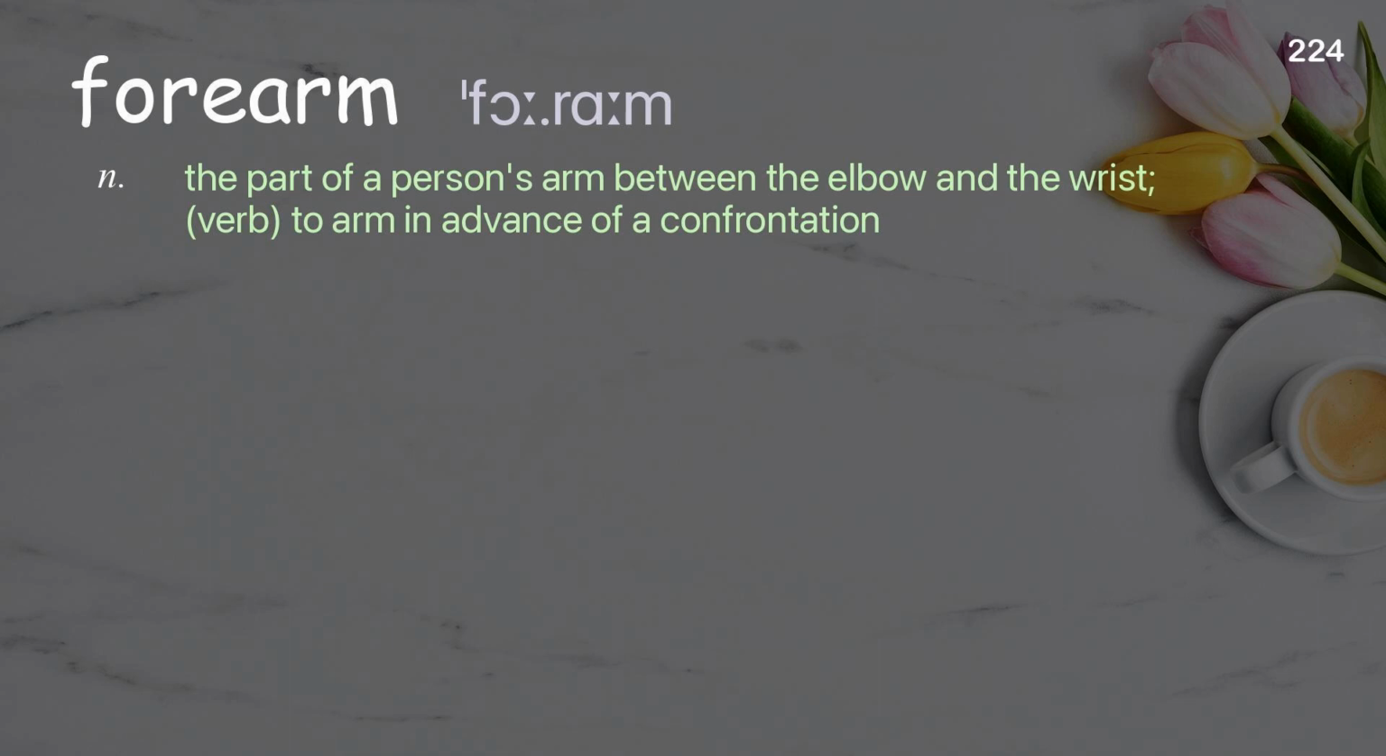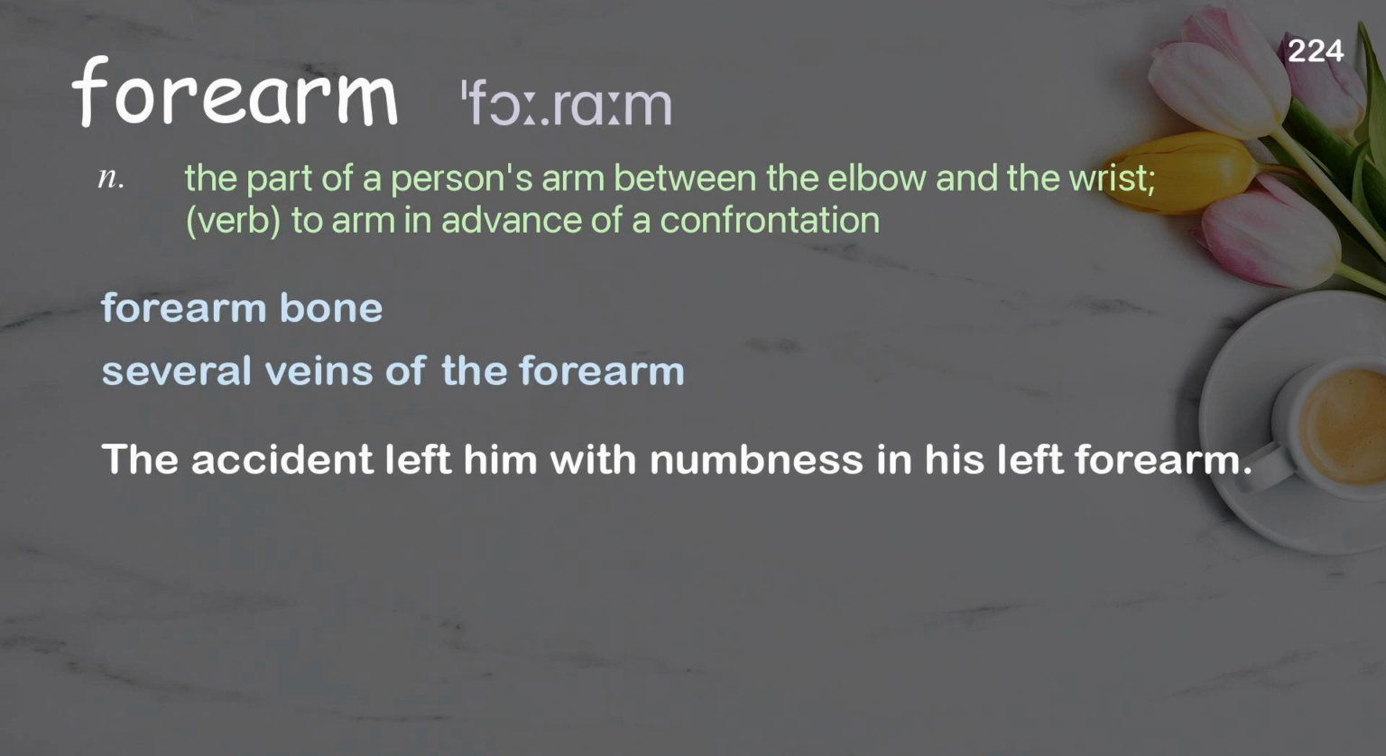Forearm. The part of a person's arm between the elbow and the wrist, verb, to arm in advance of a confrontation. Examples. Forearm bone. Several veins of the forearm. The accident left him with numbness in his left forearm.